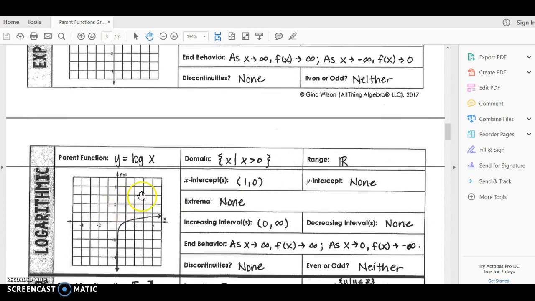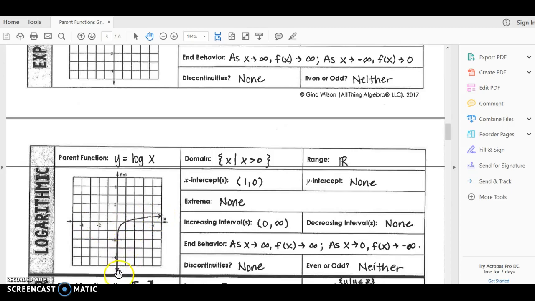All right, a logarithmic function. Logarithmic is the inverse of an exponential. The graphs, if you look at them, are kind of opposites. They reflect across y equals x. Your domain is everything greater than 0. If you look, there's nothing on this side of the y-axis that's part of the graph. So everything stays on this side, so x greater than 0.